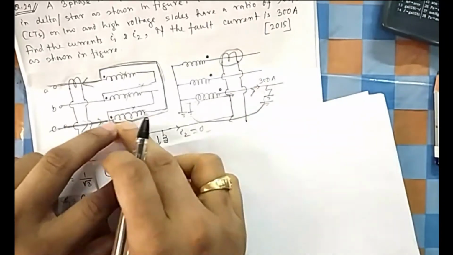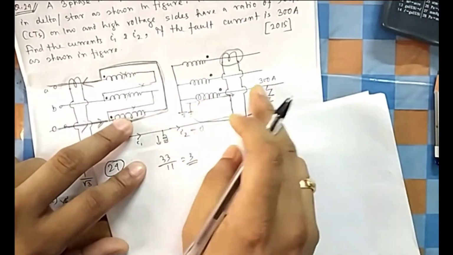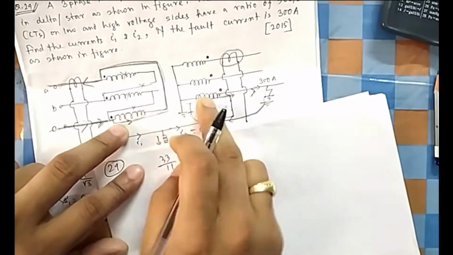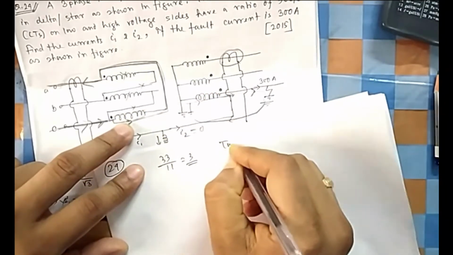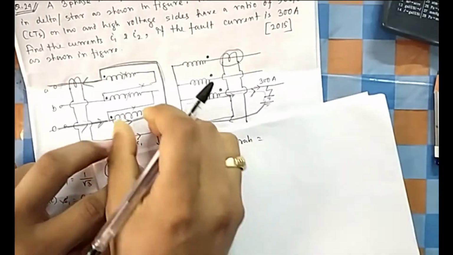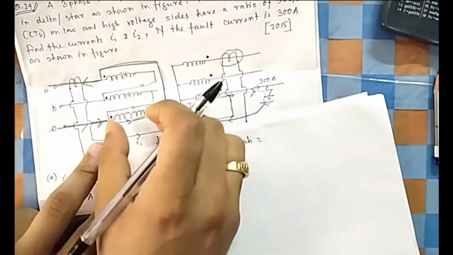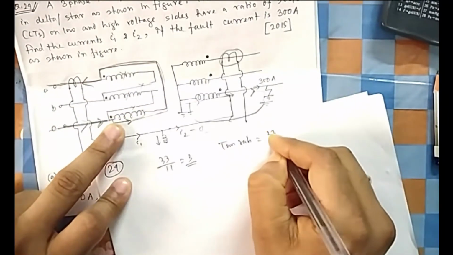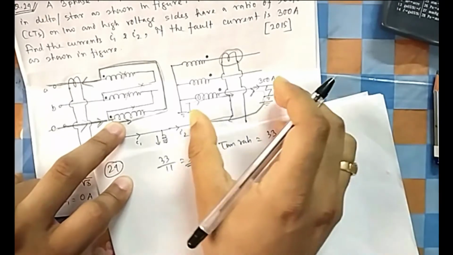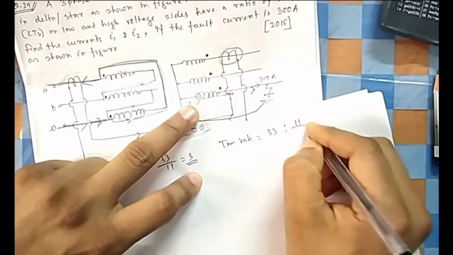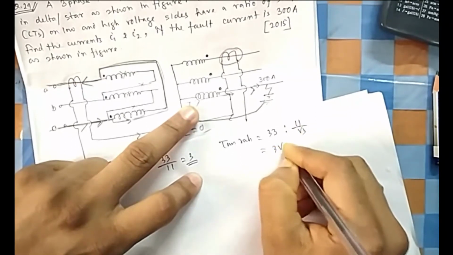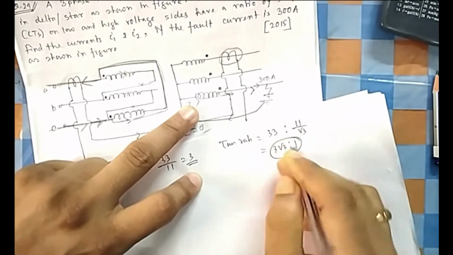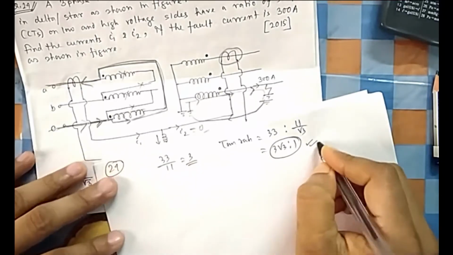But turn ratio is between two phases. Because I want to take this current from here to here, I need to have the turn ratio. So what will be my turn ratio here? What will be the phase voltage here? Because it is delta connected, line voltage equals phase voltage, so it is 33. But here 11 kV is line voltage, so the phase voltage across this phase is 11 by root 3. This is my turn ratio. So be very careful about turn ratio. It is not 3:1. The turn ratio is 3 root 3:1.